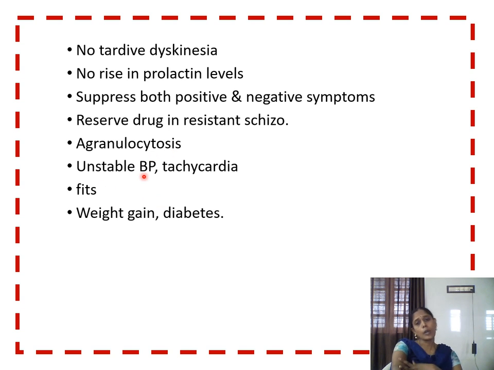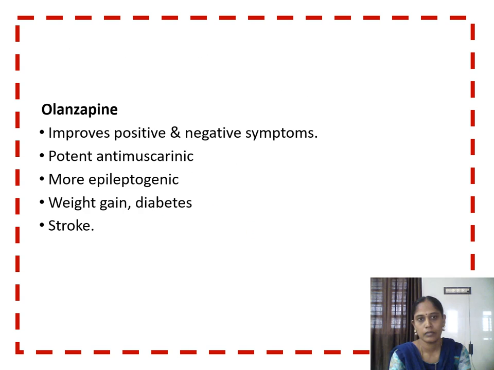And it can also cause unstable BP, that is postural hypotension will be there, due to that reflex tachycardia will be there. It can also precipitate seizures. And the main drawback of atypical agents is they can worsen the metabolic syndrome. So weight gain is very common in atypical agents. Weight gain, again diabetes, okay? So metabolic syndrome is common, and maximum weight gain can be seen with clozapine.